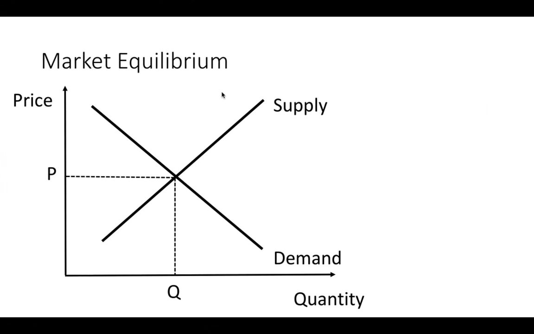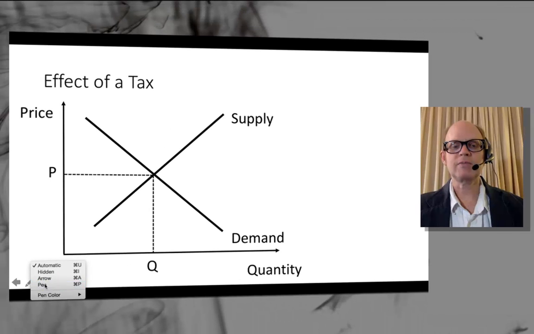So here we see a market equilibrium. You have price on the y-axis, quantity on the x-axis. You see the familiar downward sloping demand curve and upward sloping supply curve. So nothing too surprising here. Now let's draw in the effect of a tax.